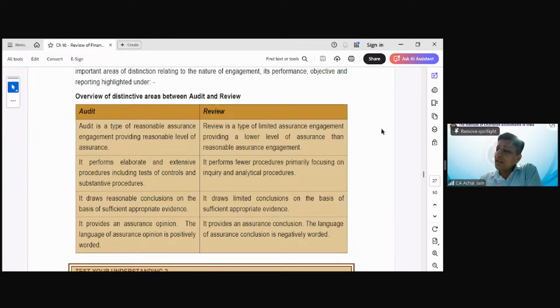Sir, my question was, in case of review, fraud and non-compliance with the law is applicable, then reporting under 143(12) is also applicable, I think, sir.